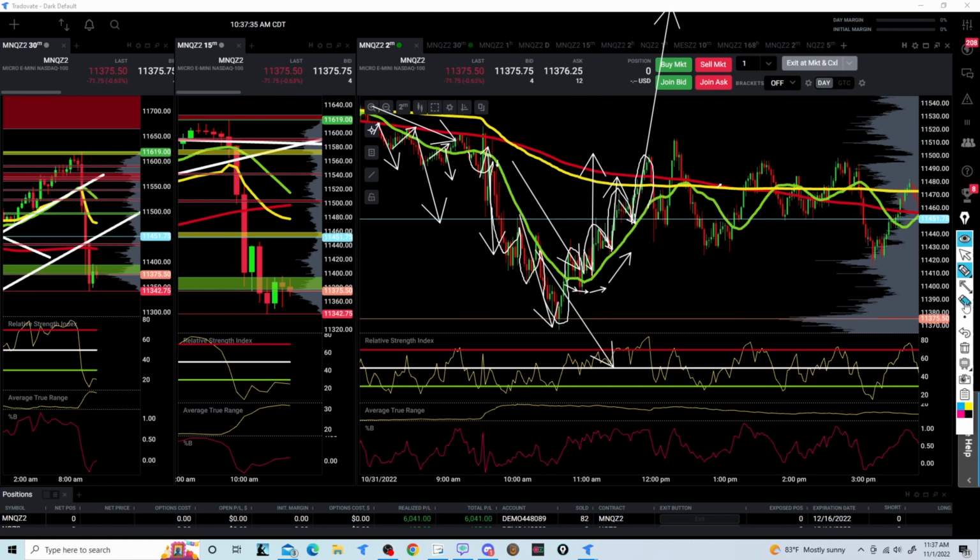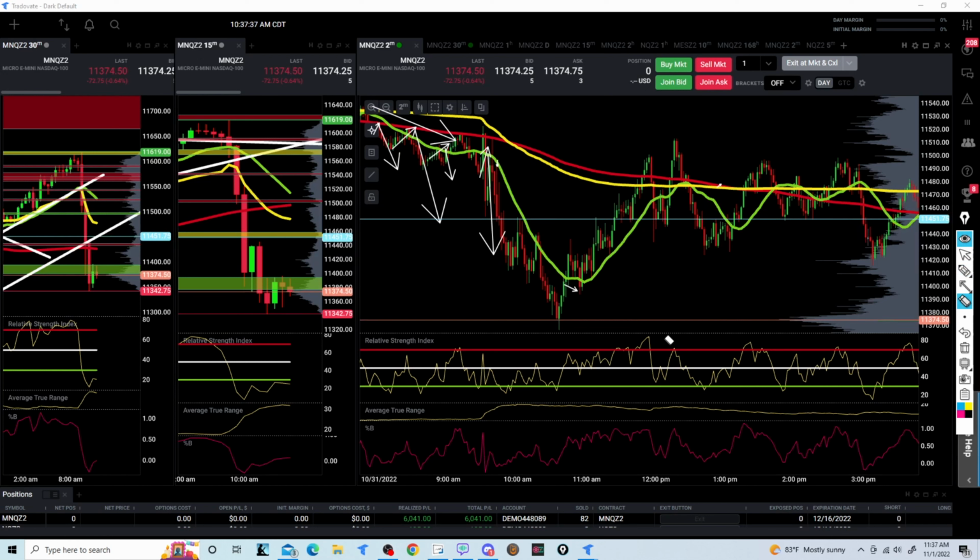So understand that price likes to bounce off the moving average. When it gets away from the 20 period moving average, you're looking for it to come back to or near it.